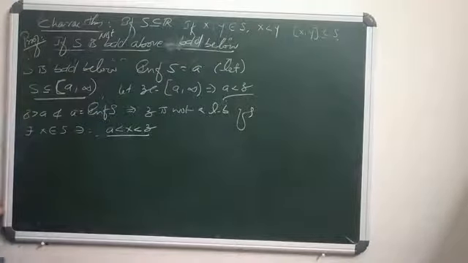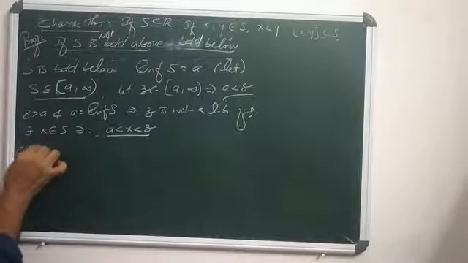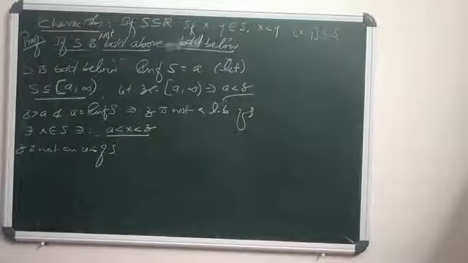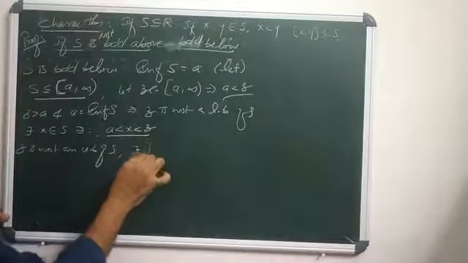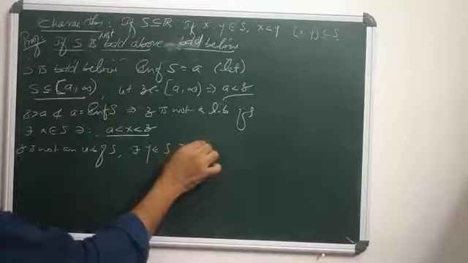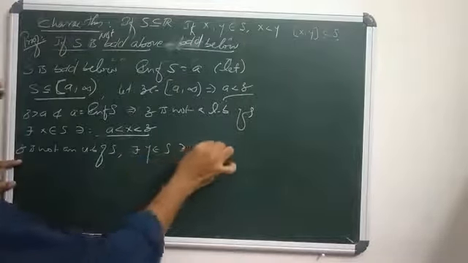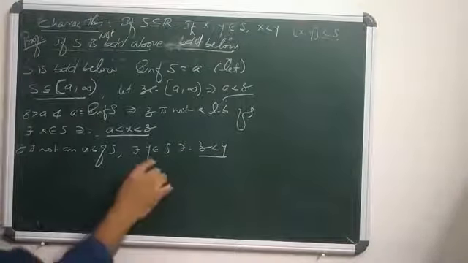And S is not bounded above, means it has no upper bound. So Z is not an upper bound of S. Since S has no upper bound, this Z never becomes an upper bound of S. Z is not an upper bound of S means you can find an element Y in S such that Z is less than Y. There exists a Y in S such that Z is less than Y.